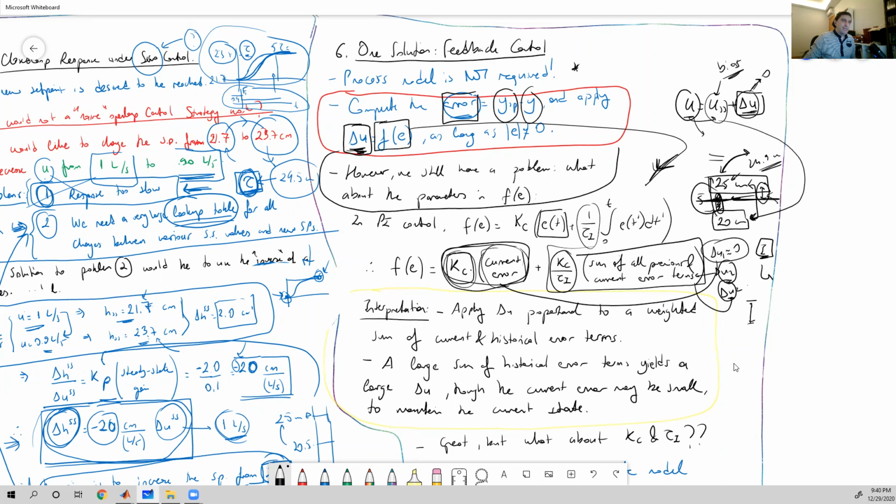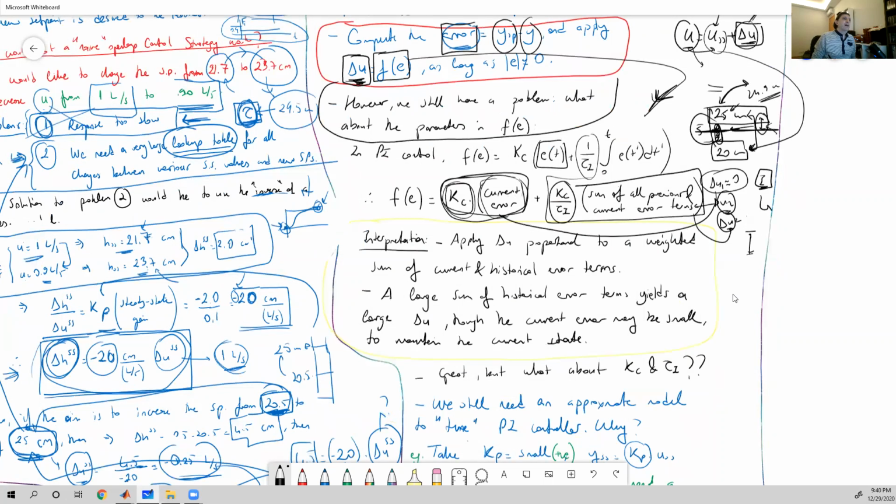Anyway, so here is the problem. Now we have Kc and tau I. They are just parameters. Call them A1 and A2. You can actually write two independent terms for them. These are the weights of these terms. How are we going to determine these weights?